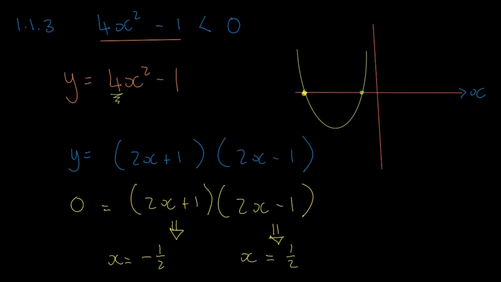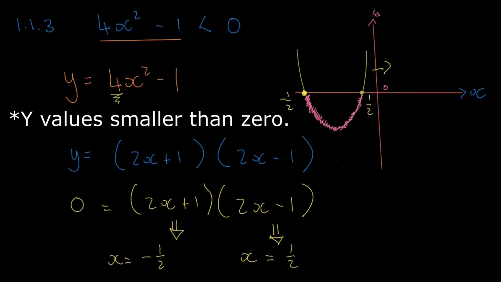We know that our graph actually needs to be shifted a bit further this way, but regardless, our intercepts are going to be at negative 1 over 2 and 1 over 2. If we read our question again, it says 4x squared minus 1 is smaller than 0. So where on this graph is it smaller than 0? Well, this is the y-axis, and the y-axis is 0 at the x-axis. That means everything that I'm coloring in pink over here are x values that are smaller than 0.